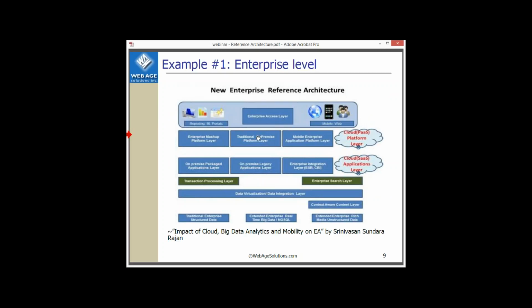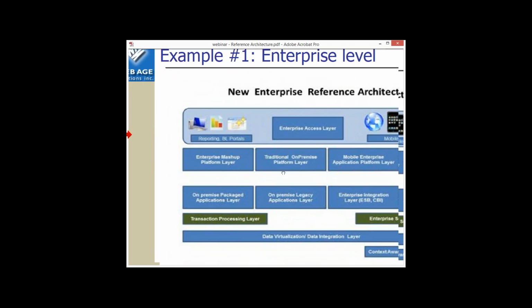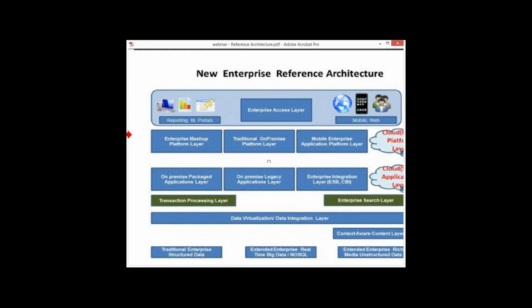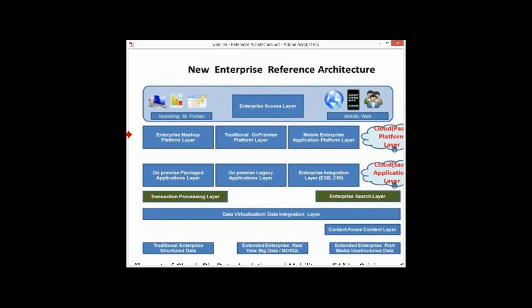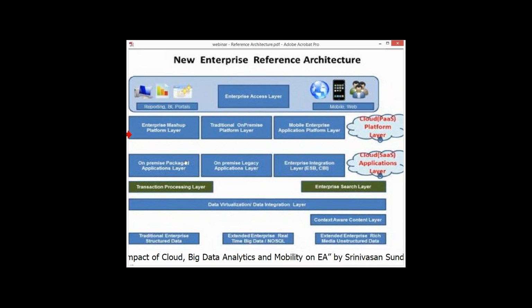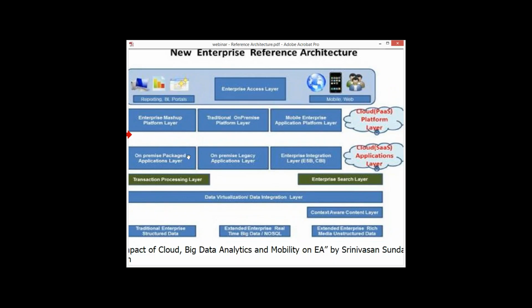So here's an example. Let me just zoom a little bit. This is an example of an organization saying, for our new enterprise level architecture, over the last few years, we've been transitioning into a new set of concerns because of the influence of the cloud, the influence of big data, the influence of mobile concerns.